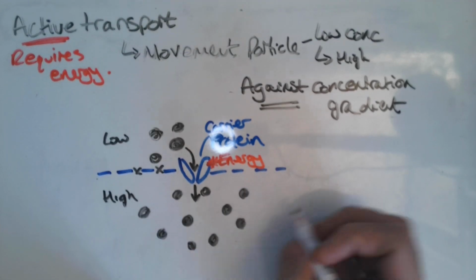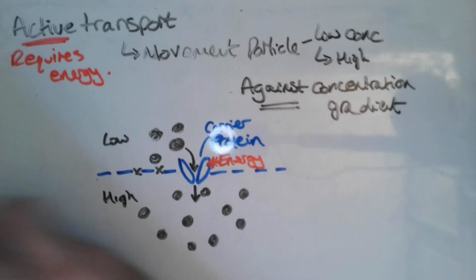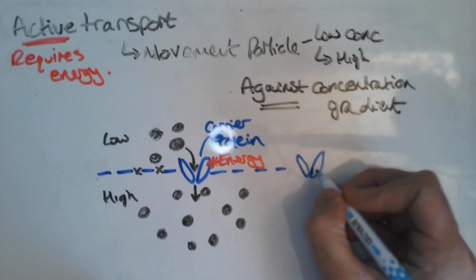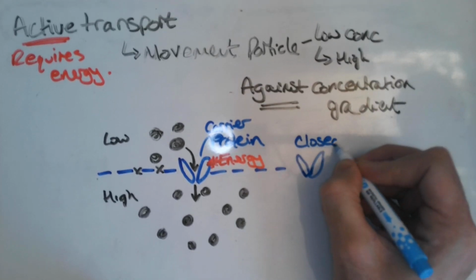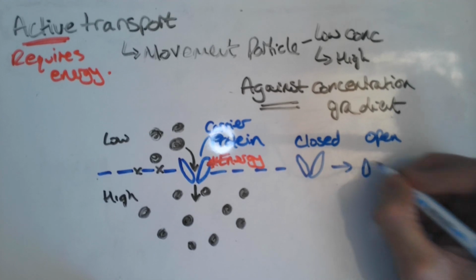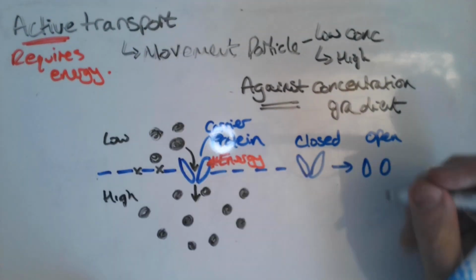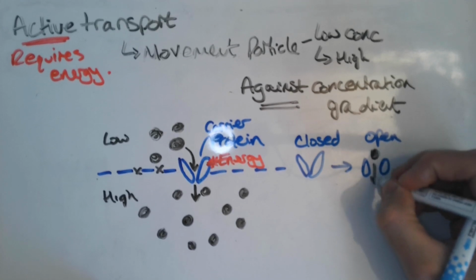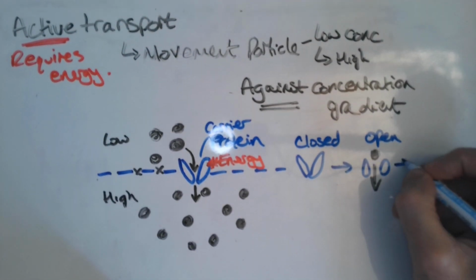Now when we get energy, what's basically going to happen is this carrier protein, which is sort of in a closed shape, is going to open up to allow this molecule through before closing again.